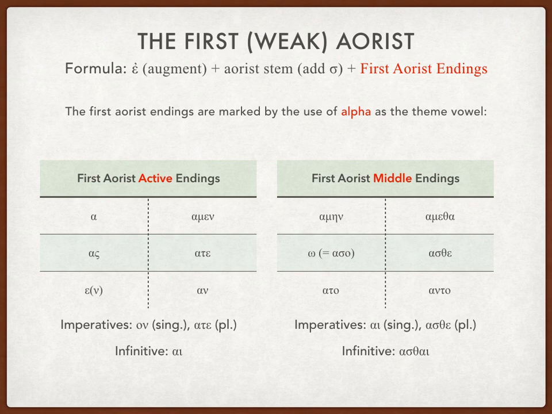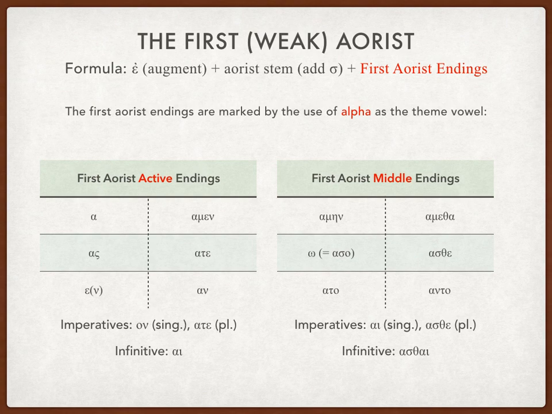One thing that makes the first aorist so easy to recognize is that it always has alpha as the theme vowel in most of its endings. It makes it very distinctive and different from any other tense that you come across. So the first aorist is very, very easy to recognize and translate as long as you know these endings, because it's just so obviously the first aorist, it's not easily confused with anything else that you've seen. So that's the set of endings for the active.